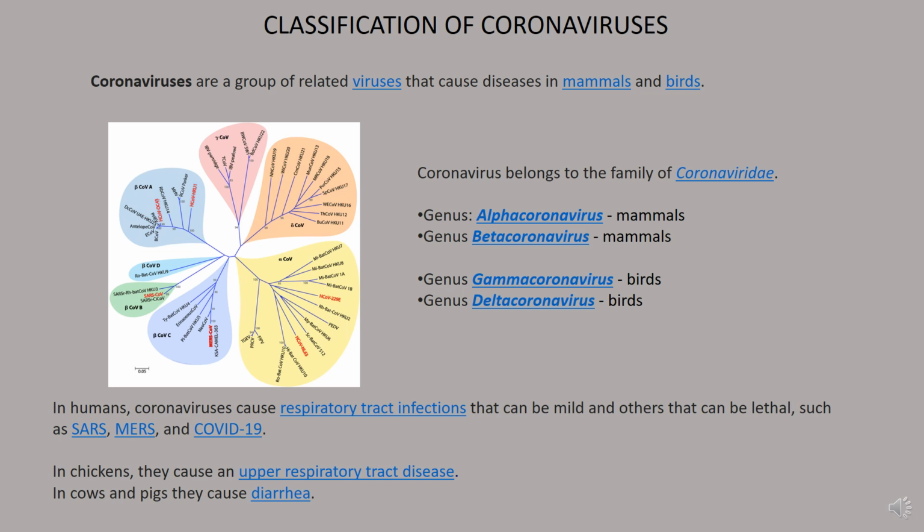There are four genera of coronaviruses: the alpha, beta, gamma, and delta coronaviruses. Alpha and beta coronaviruses cause disease in mammals. Gamma and delta coronaviruses cause disease in birds. In humans and in chickens, coronaviruses tend to cause upper respiratory tract infections, which can be mild in some cases, and in other cases it can be lethal. So examples of those could be SARS, MERS, and COVID-19 that all cause lethal infections in humans. In cows and pigs, coronaviruses can cause diarrhea.